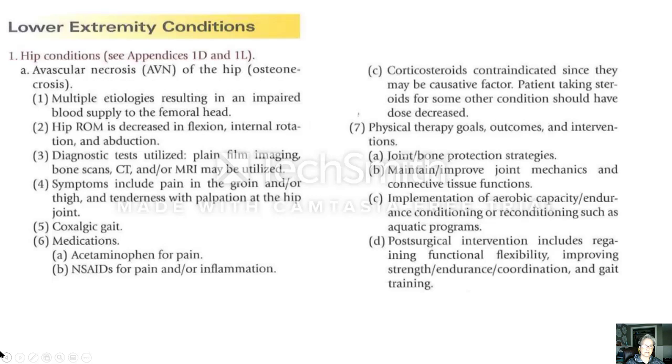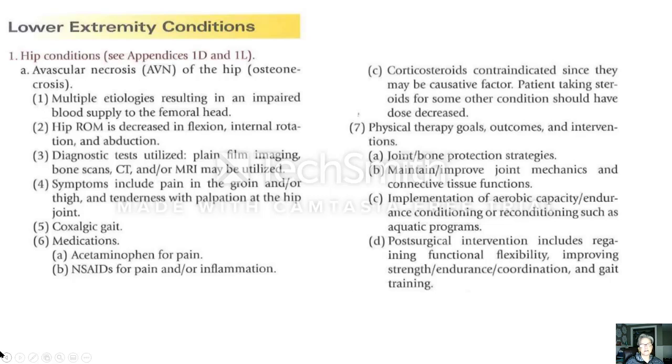Lower extremity conditions, hip conditions, avascular necrosis of the hip, multiple etiologies resulting in an impaired blood supply to the femoral head. Hip range of motion is decreased in flexion, internal rotation, and abduction. So flexion, internal rotation, and abduction.